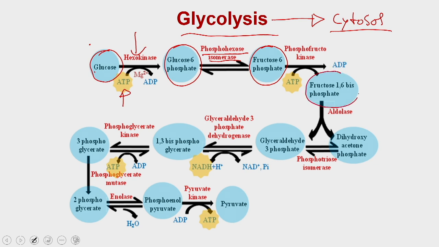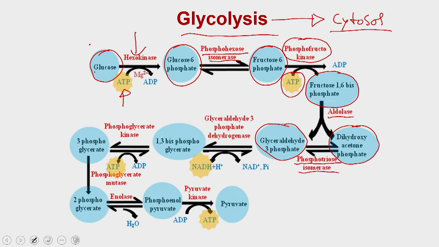generating the fructose 1,6-bisphosphate. The enzyme is phosphofructokinase, and one other molecule of ATP is being utilized in this process. Once the fructose 1,6-bisphosphate is being generated, it is split by the aldolase into two molecules. One is called glyceraldehyde 3-phosphate, and the other molecule is called dihydroxyacetone phosphate. These two molecules, glyceraldehyde 3-phosphate and dihydroxyacetone phosphate, are isomers. So these molecules can convert to each other with the help of an enzyme known as phosphotriose isomerase.